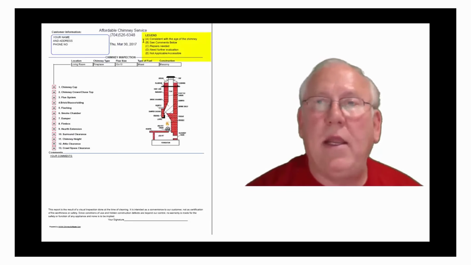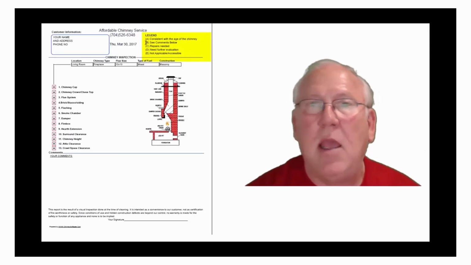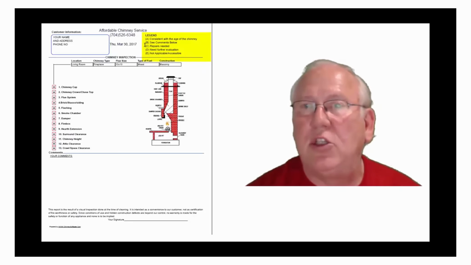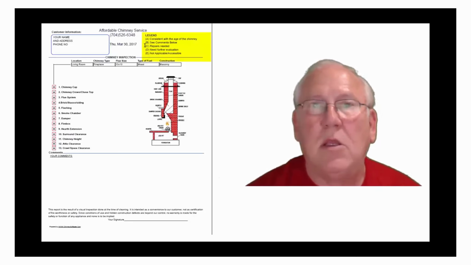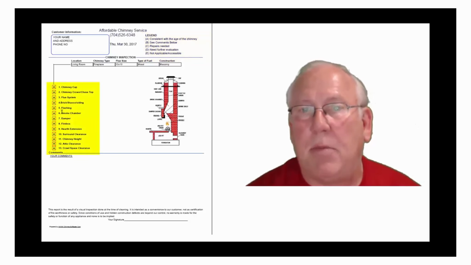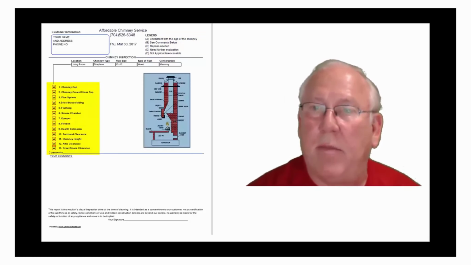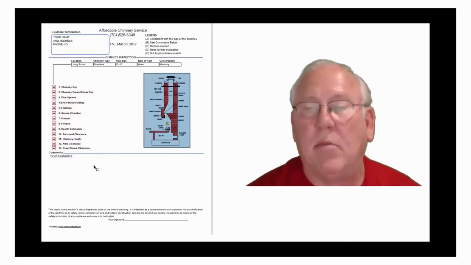The upper right-hand corner of the report is the legend. Each one of these initials pertain to something. A is consistent with the age of the chimney. B, comments below. C, repairs needed. D, need further evaluation. Or E, not applicable. And they're placed into the boxes next to the parts of the chimney that can be easily identified in this diagram. And then, of course, you'll find my comments here below.